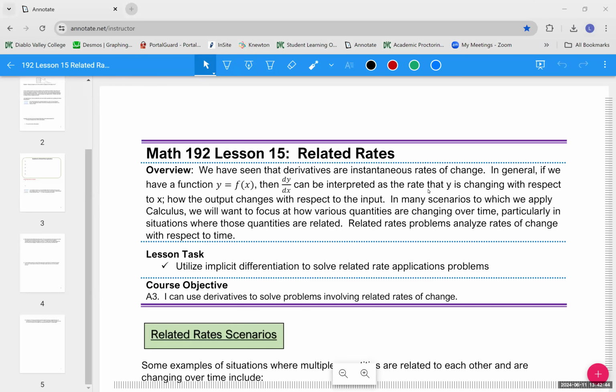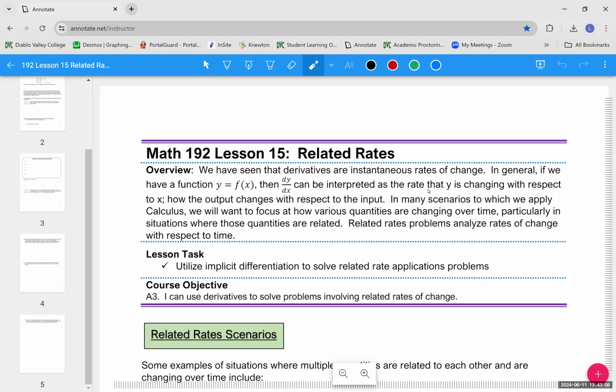Welcome to lesson 15, related rates. So we know that derivatives are instantaneous rates of change. And usually when we have been taking derivatives, we've been taking derivatives with respect to x, dy dx. So it's kind of measuring how the output, the y, is changing with the input, the x.